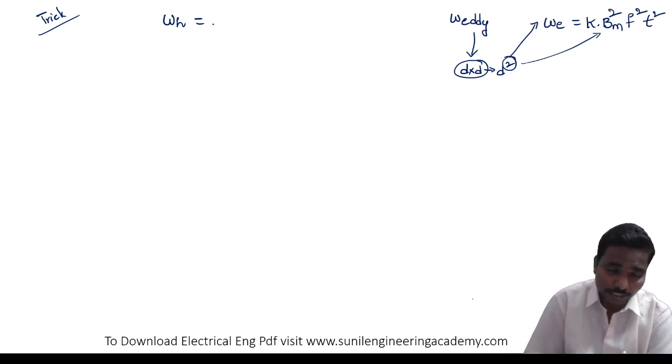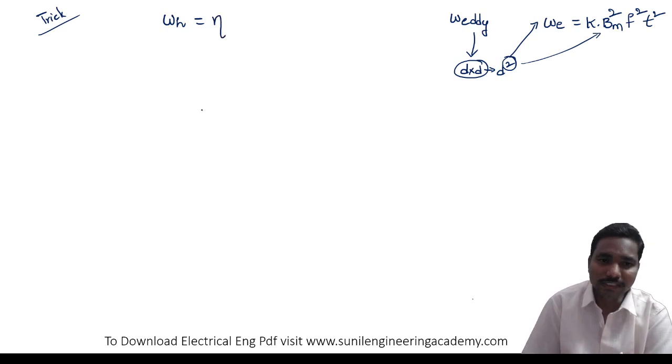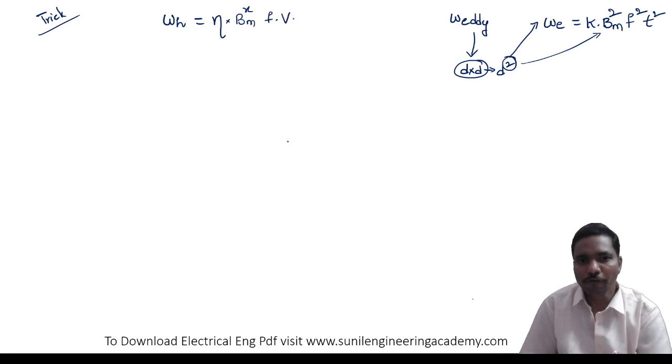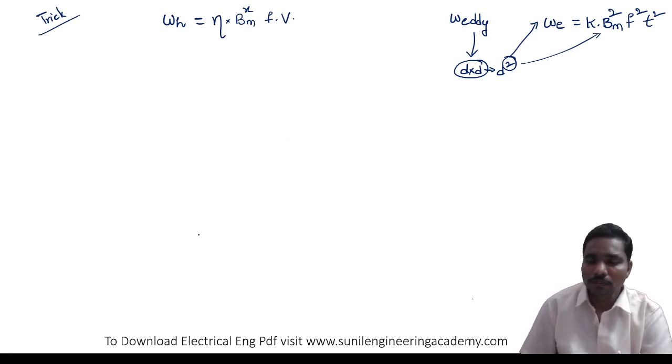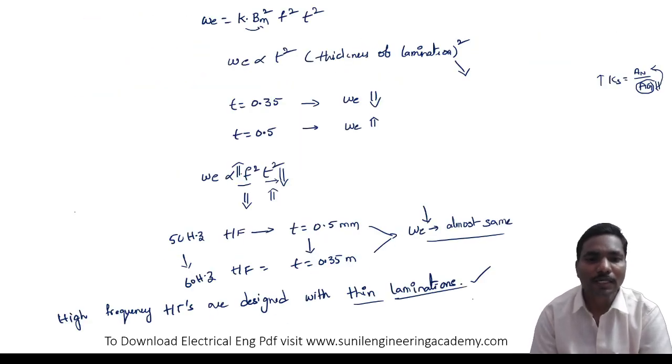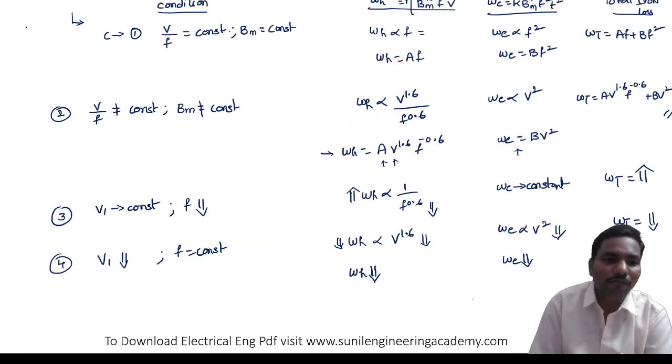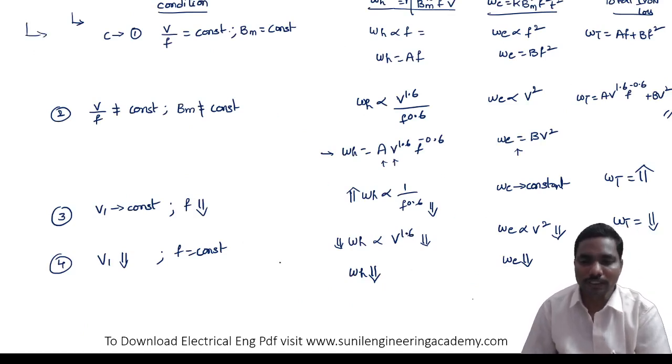In the hysteresis losses, the formula is zeta into B max power X into F into V. With the X, the others are single terms only, F and V. V is the volume, and T is the thickness of the lamination. So all of you getting the trick? By using the trick, we can easily remember the formulas. If you know the formulas, we can easily get the answer for this type of question.